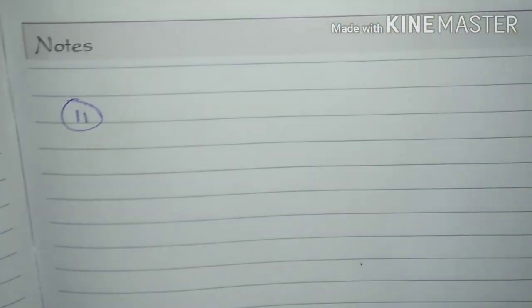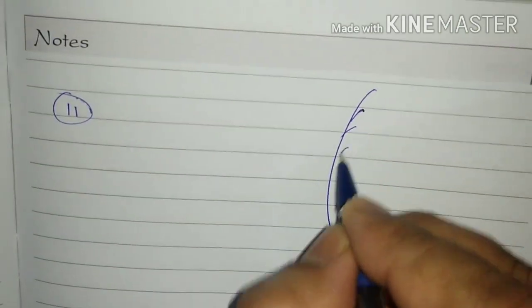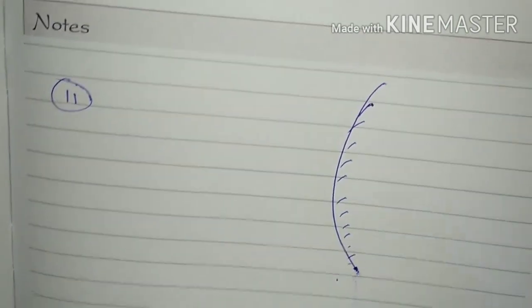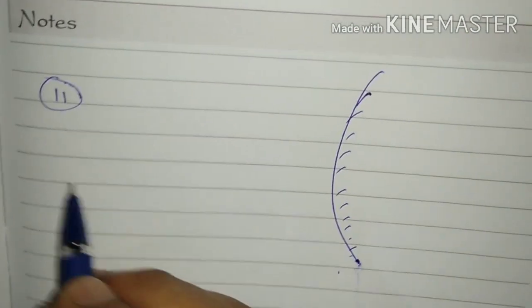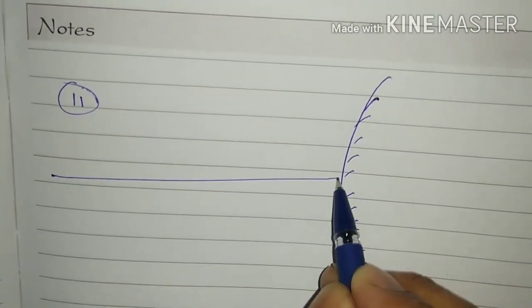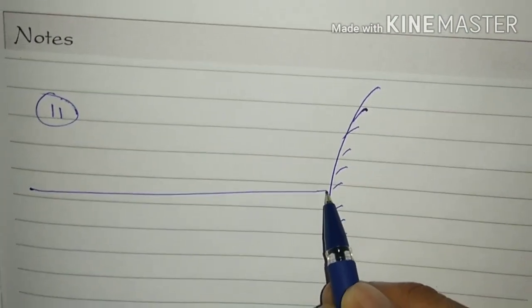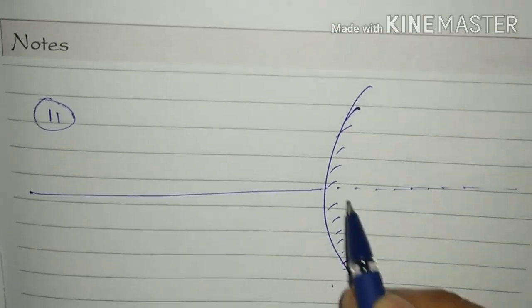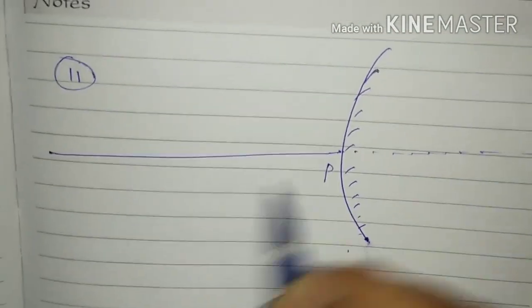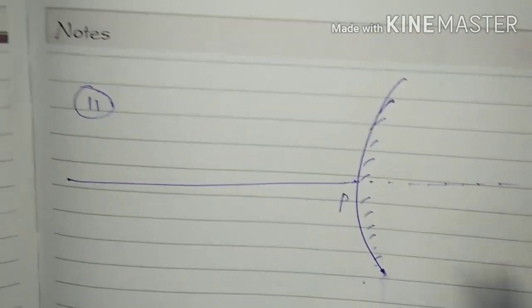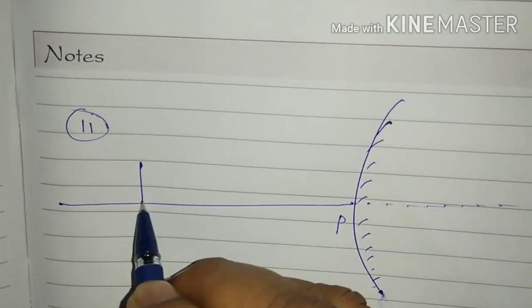Case 2. If the object is in between pole and infinite distance. So if the object is at any place beyond P, whatever be the distance. Suppose this object is here.